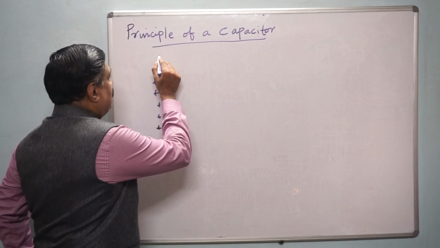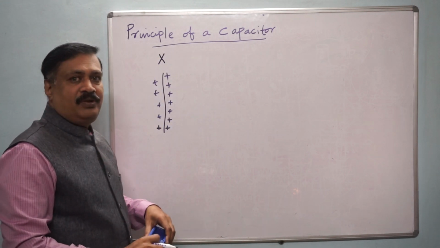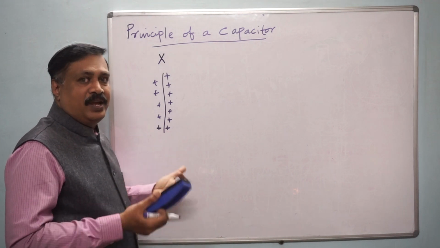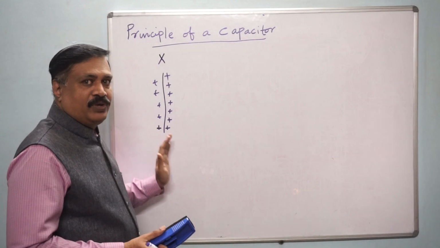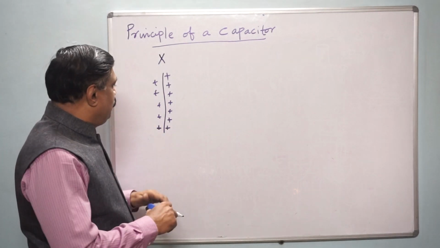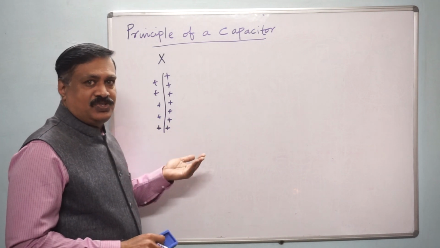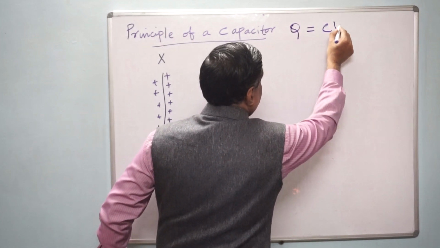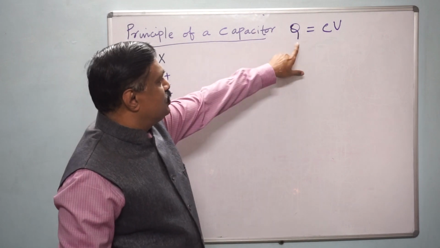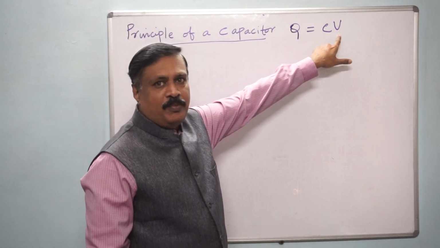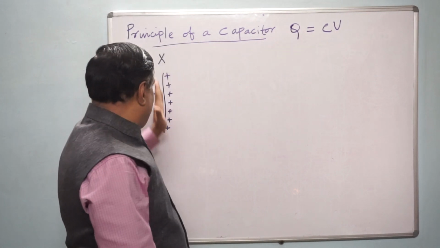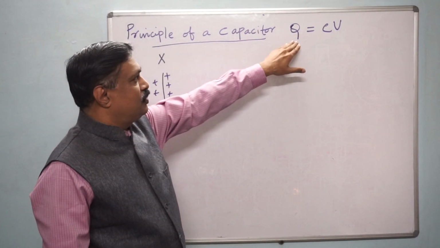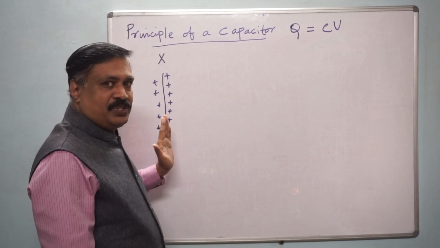Now let us call this plate X. We have given the maximum amount of positive charge to this plate. If you give further, then it may leak to the surroundings. Up to that level we have to give maximum positive charge. Now due to this, the potential has increased. As we have already seen, Q equals CV, where Q is the charge, C is the capacity, and V is the potential. The conductor has a potential of V and a charge Q, and C is the capacity of this conductor.